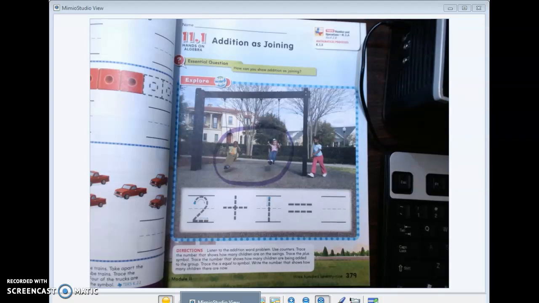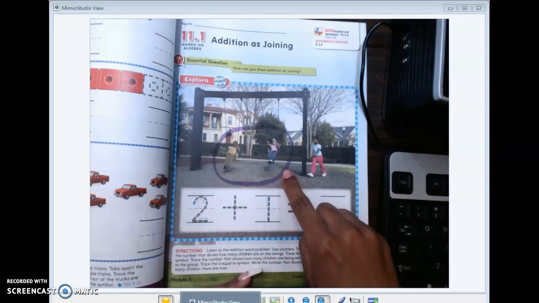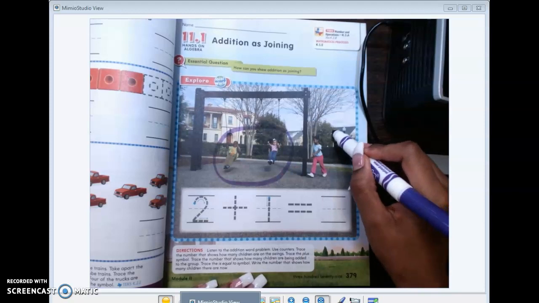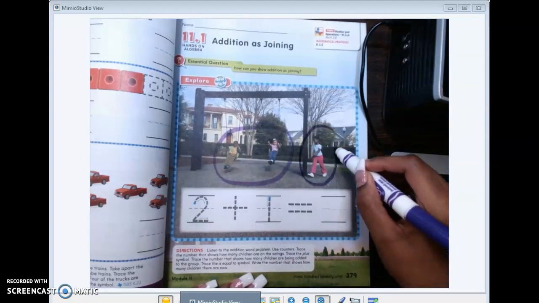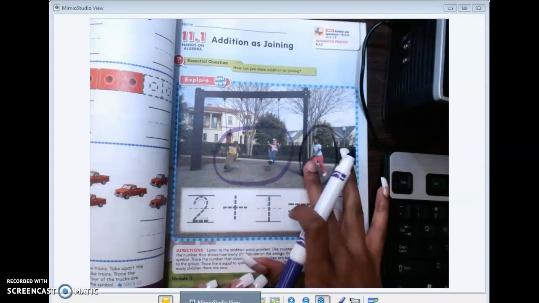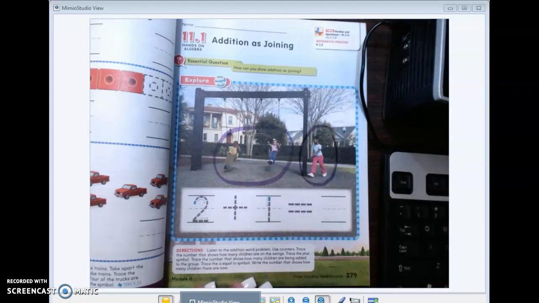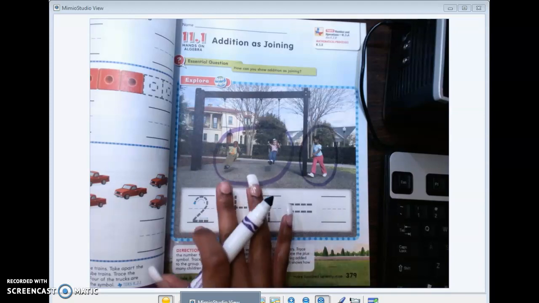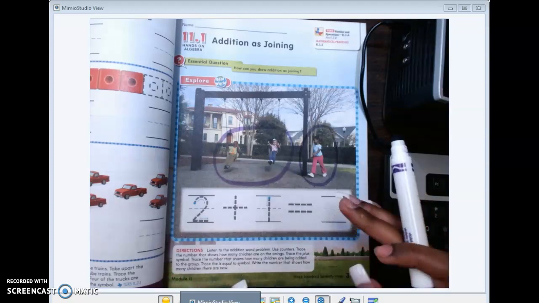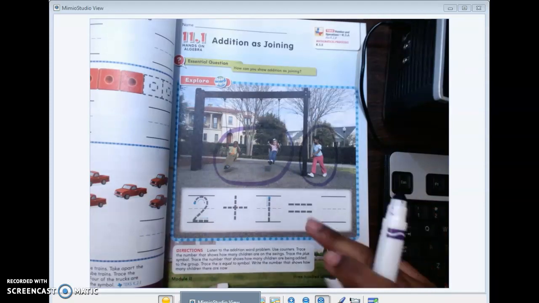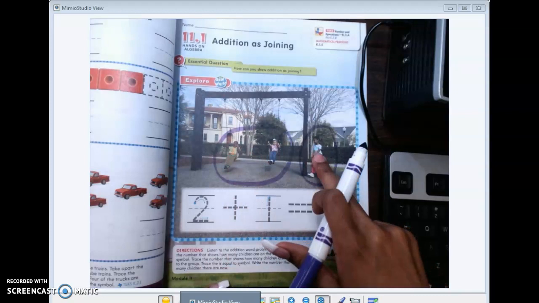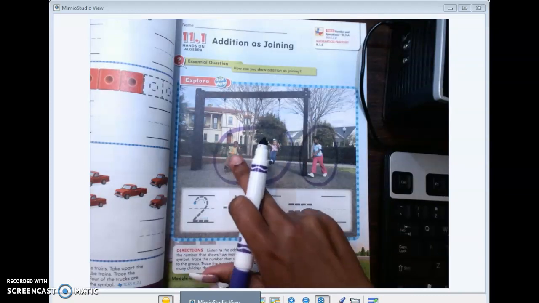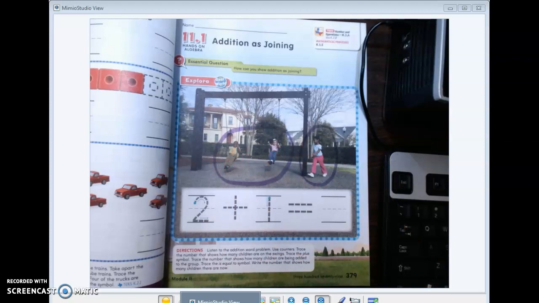Just to help me remember that there were 2 students playing on the swing. Then one more child came to join. So I see one more child coming to join them to play on the swing. So I'm going to circle my next group. Now I have my 2 groups of objects. How many children are playing on the swings now? I'm going to take my 2 groups and put them all together. So I have 1, 2, 3. Now there are 3 children playing on the swings.